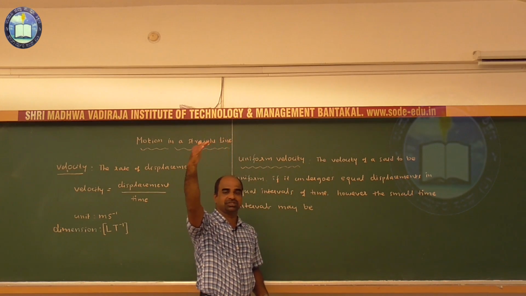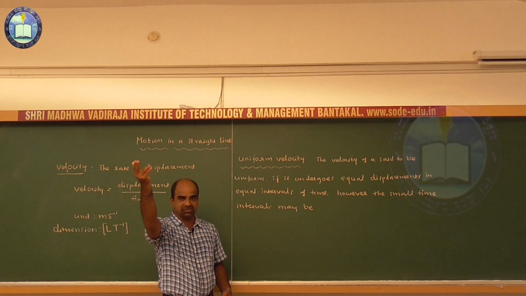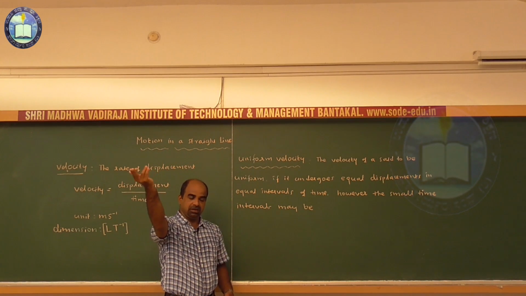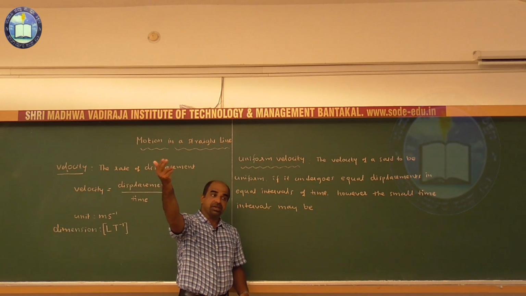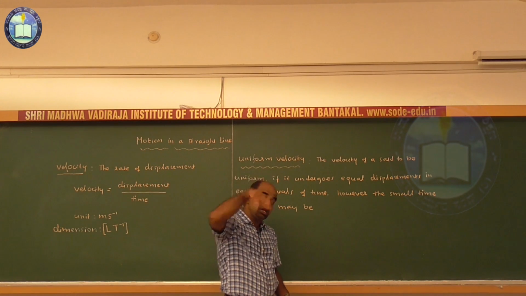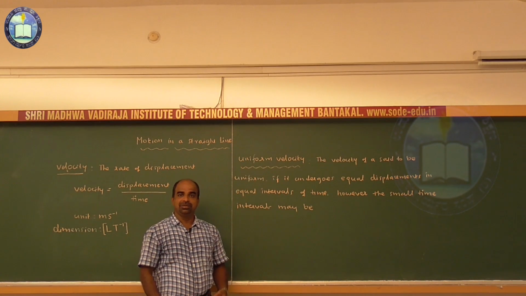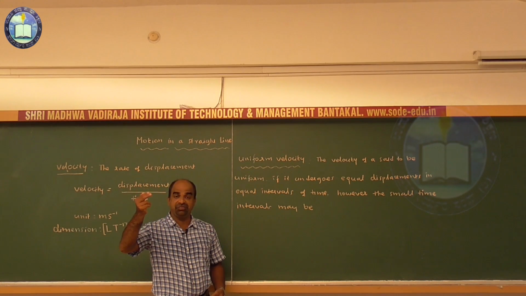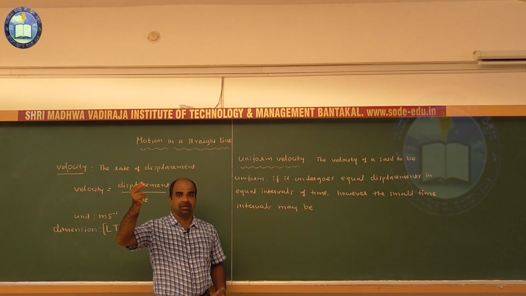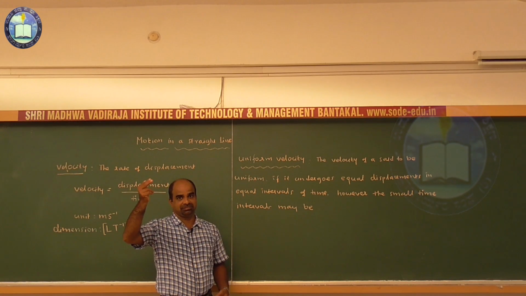What is a variable velocity? A body covers unequal displacements in equal intervals of time, or equal displacement in unequal intervals of time, or unequal displacements in unequal intervals of time. That is, velocity of the body is said to be variable if its magnitude changes, or if its direction changes, or if both magnitude and direction change.